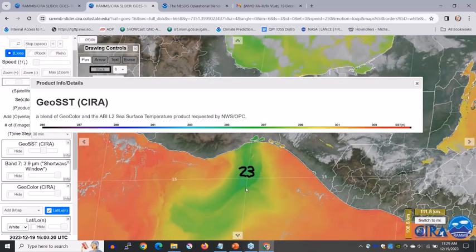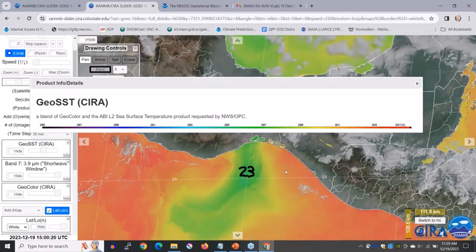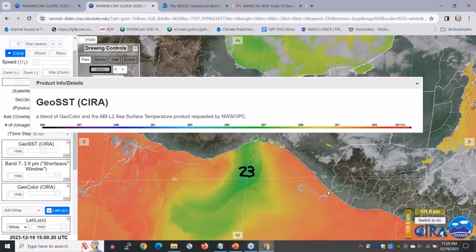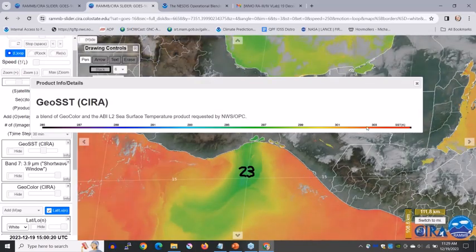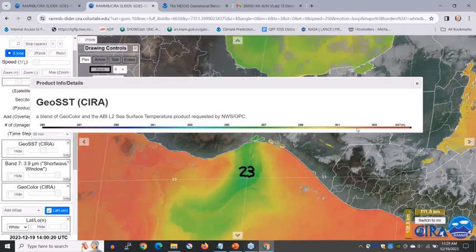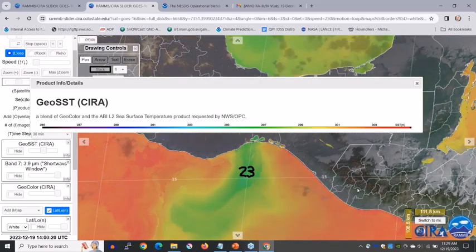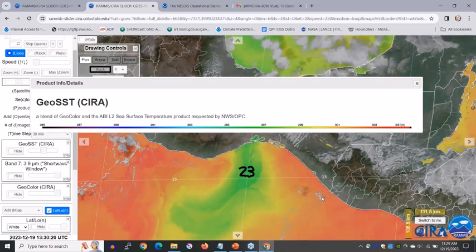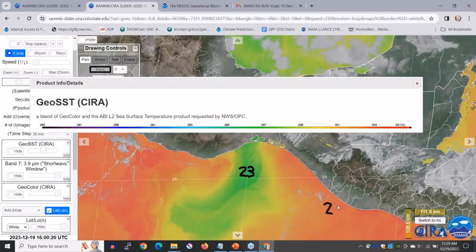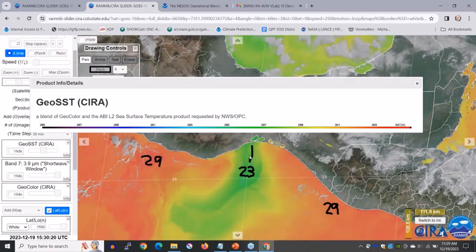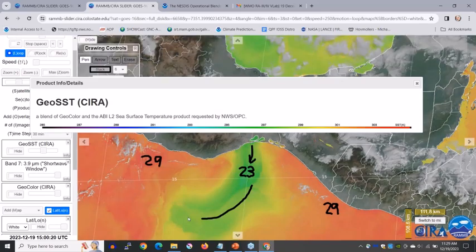Eso es como 23 grados centígrados, ¿no? And here in the coast of Chiapas and Guatemala, the temperature is about here. So it's about 302. That is like 28 to 29, right? Look at the difference. And this is all simulated by this Tehuantepec jet.